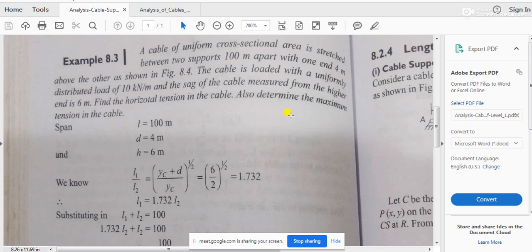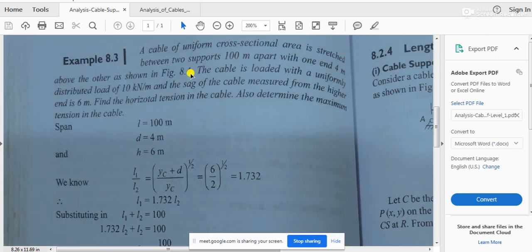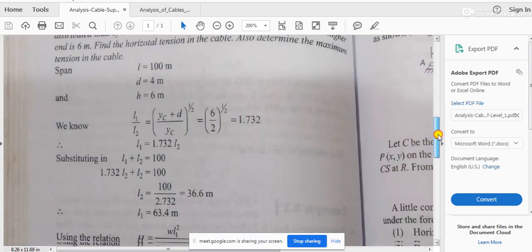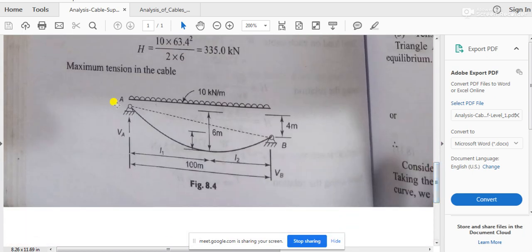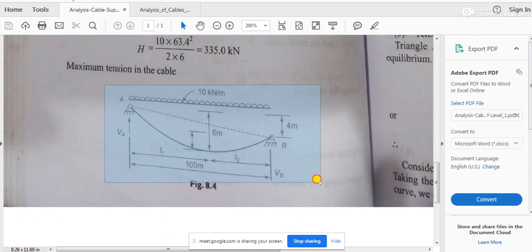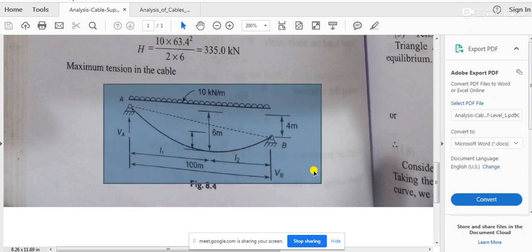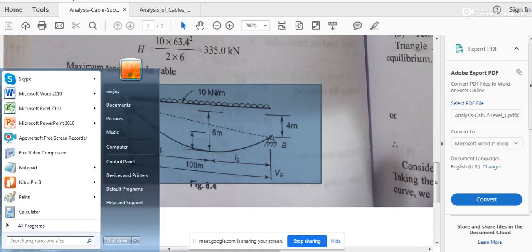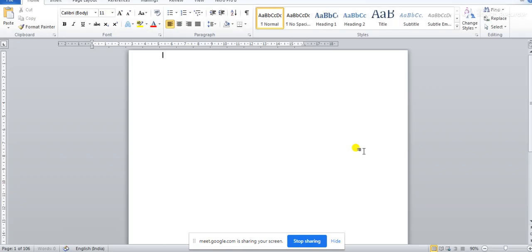Two supports 100 meter apart with one end 4 meter above the other, as shown in figure 8.4. So there is a diagram given. So this is the figure. Let me take it out from here to explain. Let me copy the image and put it in a Word file for explanation.